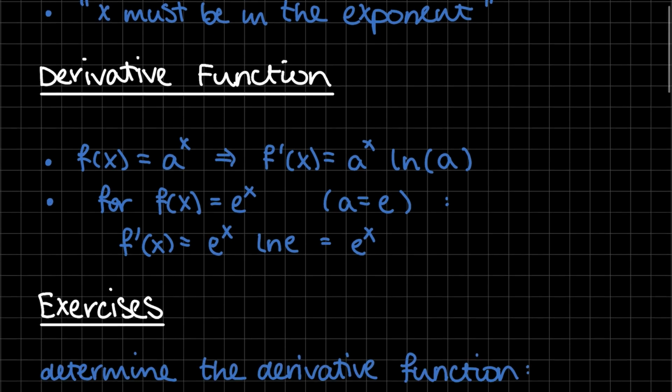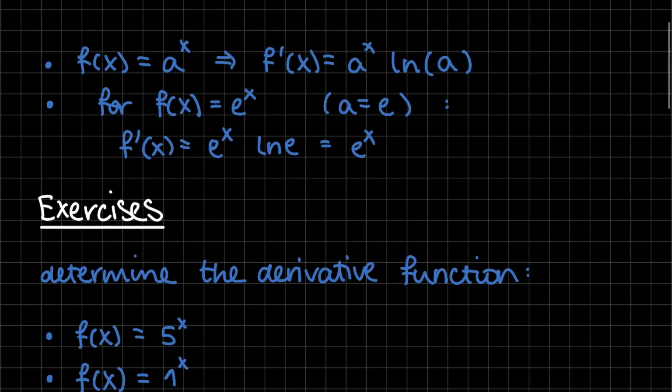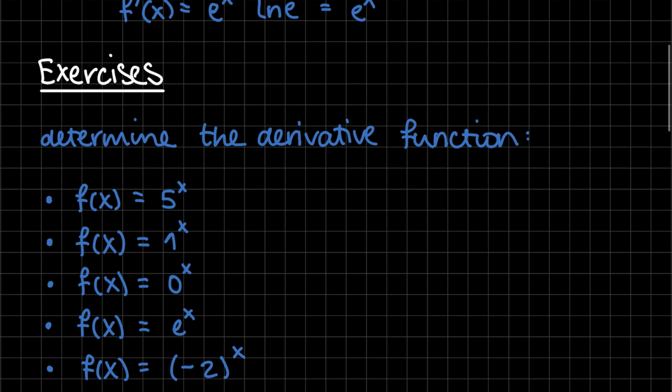So let's move on to comprehension. We have to determine the derivative functions. Starting off with 5 to the power of x, I'm just going to say f dashed of x equals 5 to the x. First copy the function, and then just multiply by the ln of the base. So we're multiplying by the natural logarithm of 5, which is in simplest form. We can't simplify this any further.